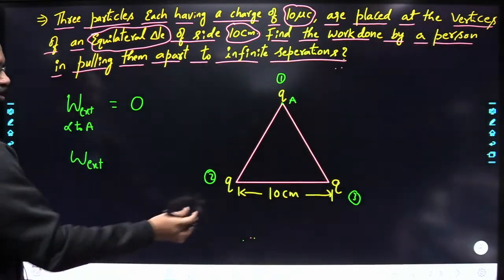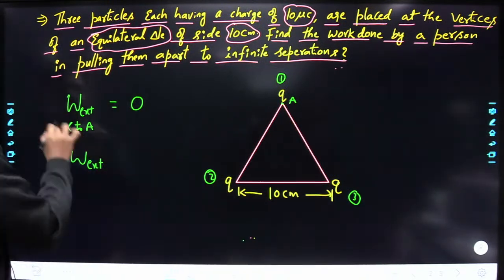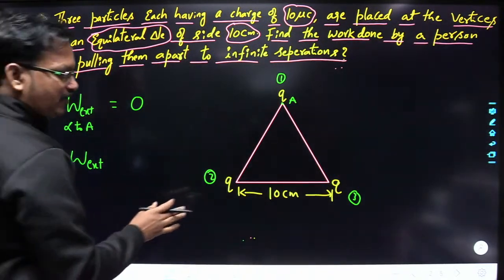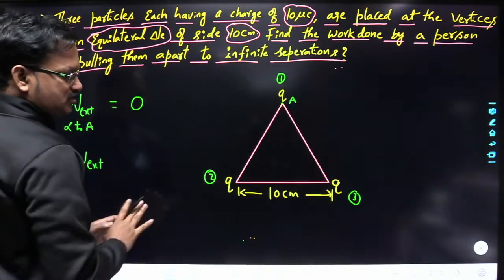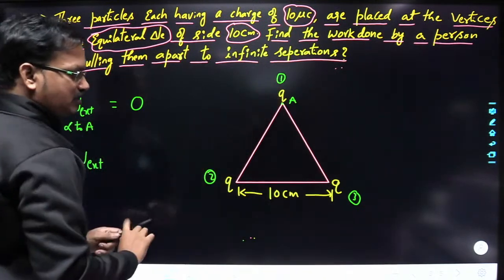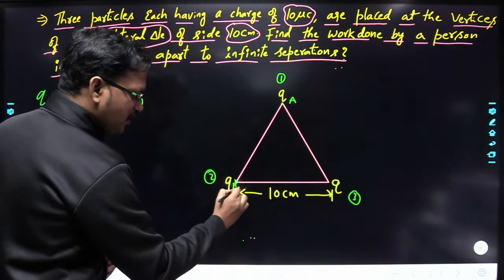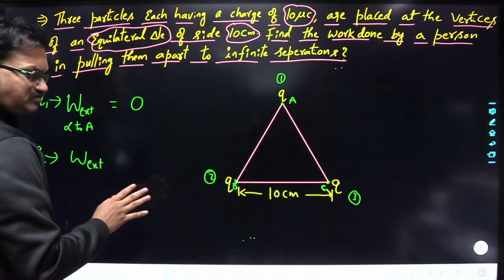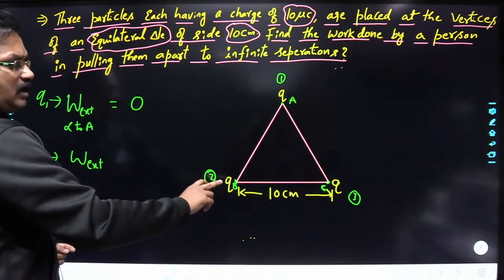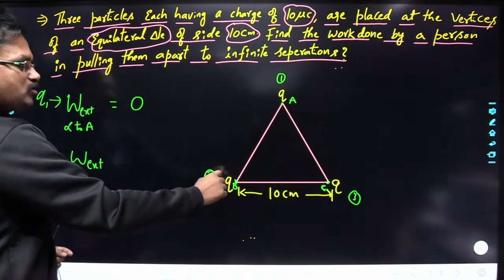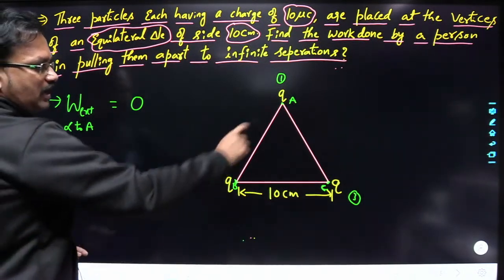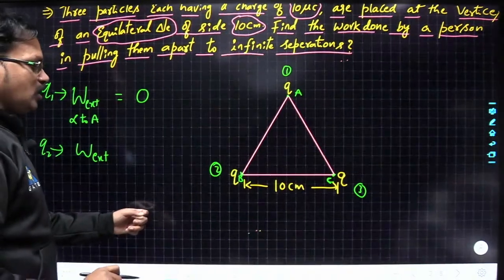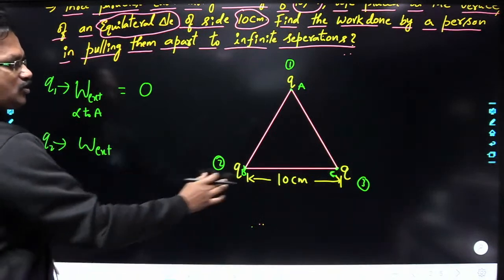So here this is for the Q1 charge and this is for the Q2 charge. Now, whenever I am bringing the Q2 charge, the Q1 charge is already present at location A. Let us say this location is B and this location is C. Understood? If I try to bring the Q2 charge, then I have to do work against the field set up by this Q1 charge. Yes or no? Okay.